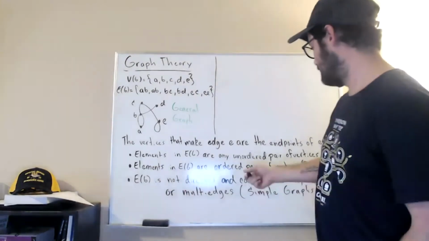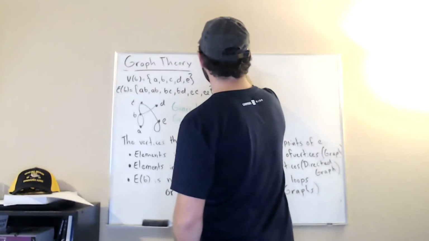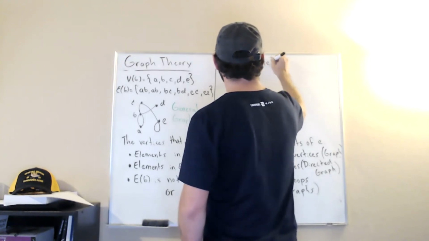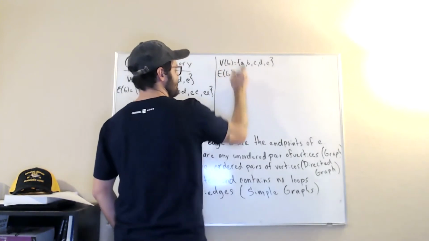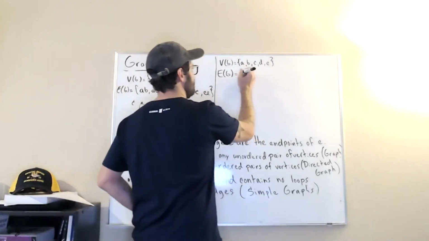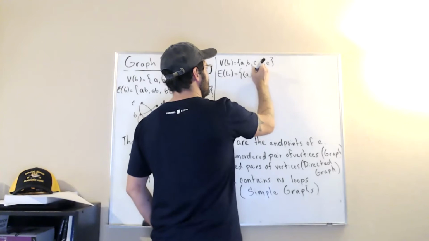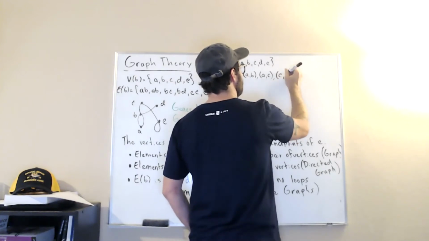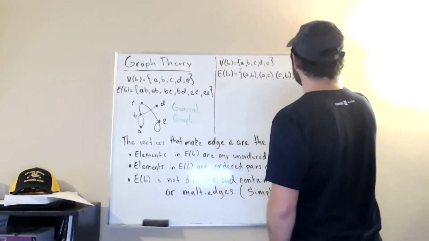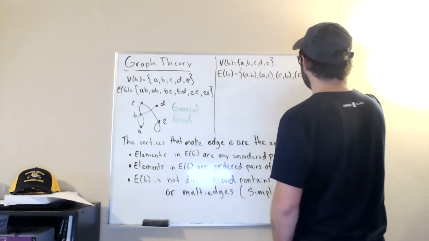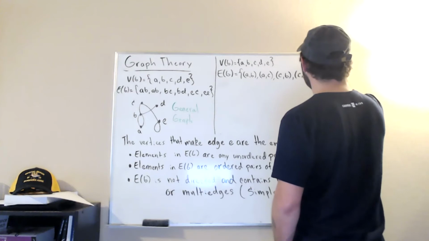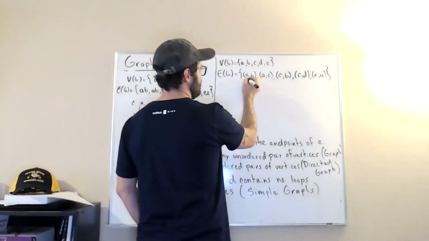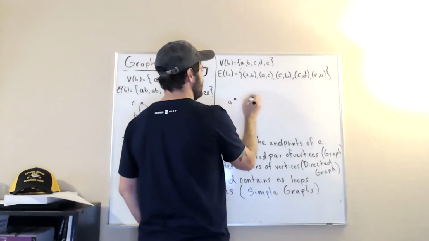All right, so let's look at a directed graph. So maybe V of G is equal to A, B, C, D, and E. And the edge set is defined as now ordered pairs for a directed graph. So maybe something like AB, AC, CB, CD, and then EA. So now the elements in the edge set are ordered pairs, which means that there's a beginning and an end to each edge, or a head and a tail.